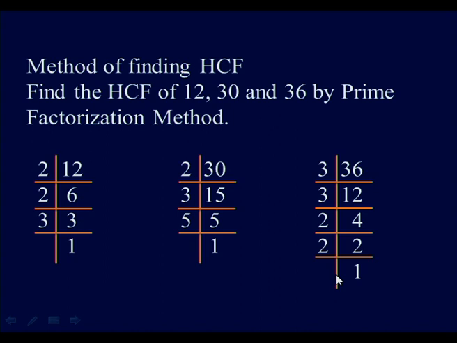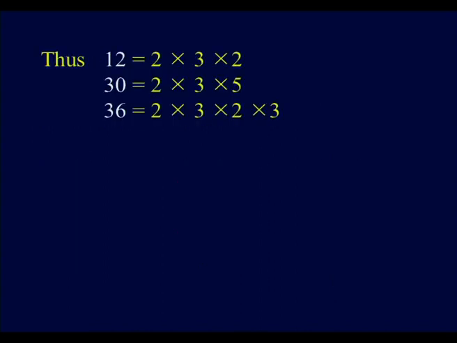Now, as we have done the factorization, we will write them as the product of prime factors. Here, you can see 12 can be written as 2 into 3 into 2. Next one, 30. 30 can be written as 2 into 3 into 5. Next, 36 can be written as 2 into 3 into 2 into 3.